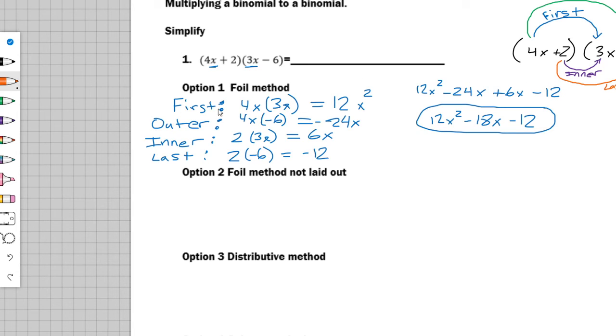So that's one method, if you want to just completely lay it out, identifying what's your first, your outer, your inner, your last. If you don't want to do that, you could just do it very quickly, having it look like the distributive property, and you have it all laid out like this. So if I was to use the FOIL method not laid out, I would focus on first, so 4x times 3x.